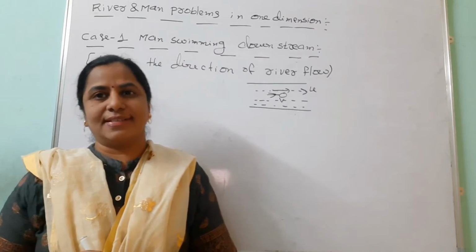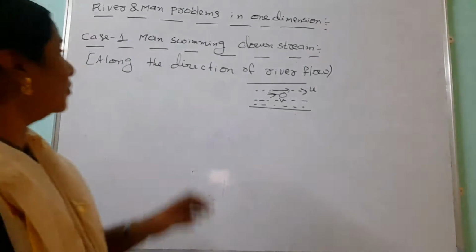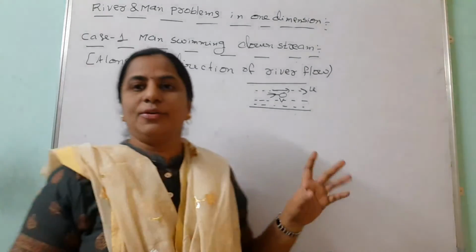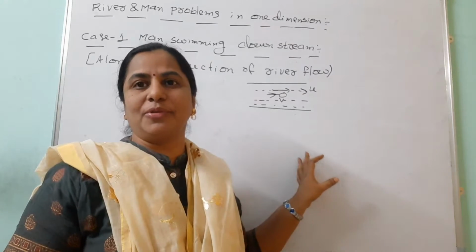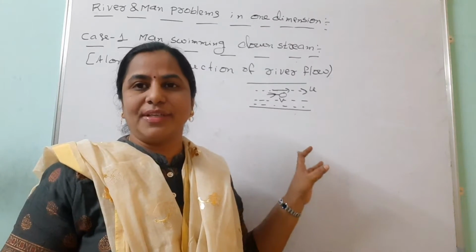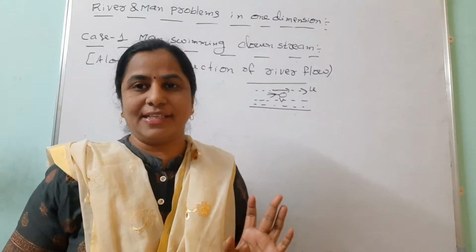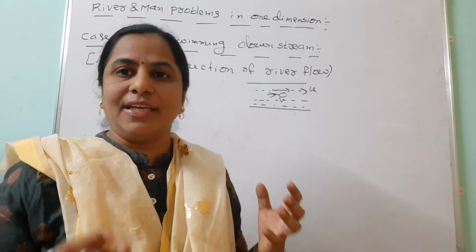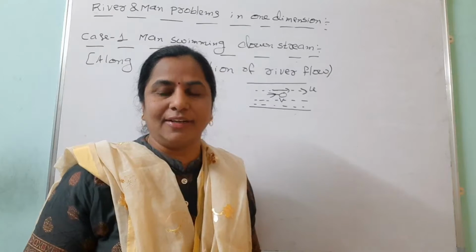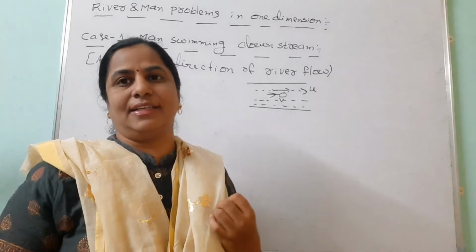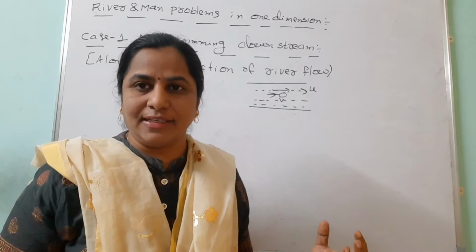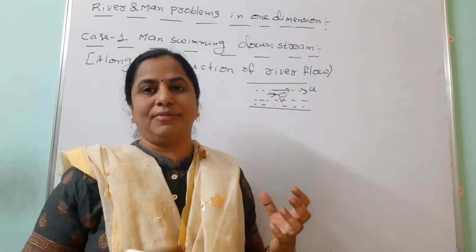Now we are going to discuss river and man problems in one dimension. In two dimensions it comes under motion in a plane. It is the last part from the motion in a straight line chapter. In this we are going through the different cases when the man is swimming in the river. What is the velocity of the man, what is the velocity of the river, and what is the velocity of the swimming man with respect to the river, we are thinking.